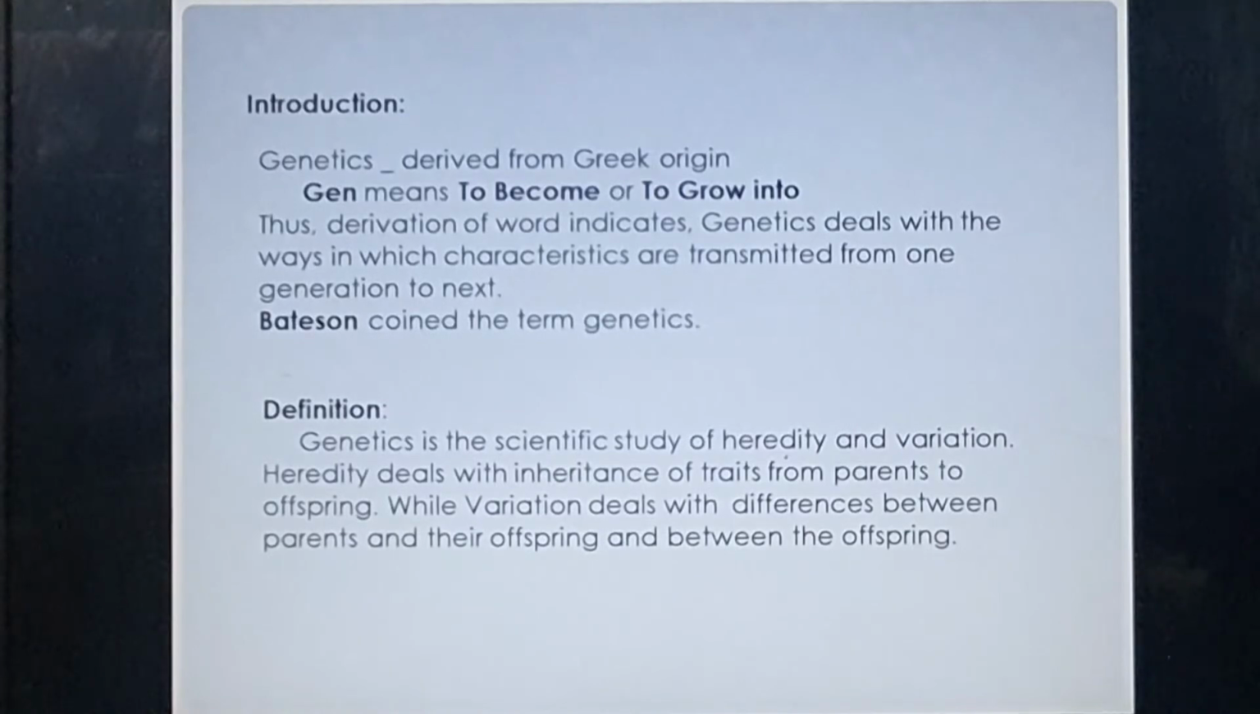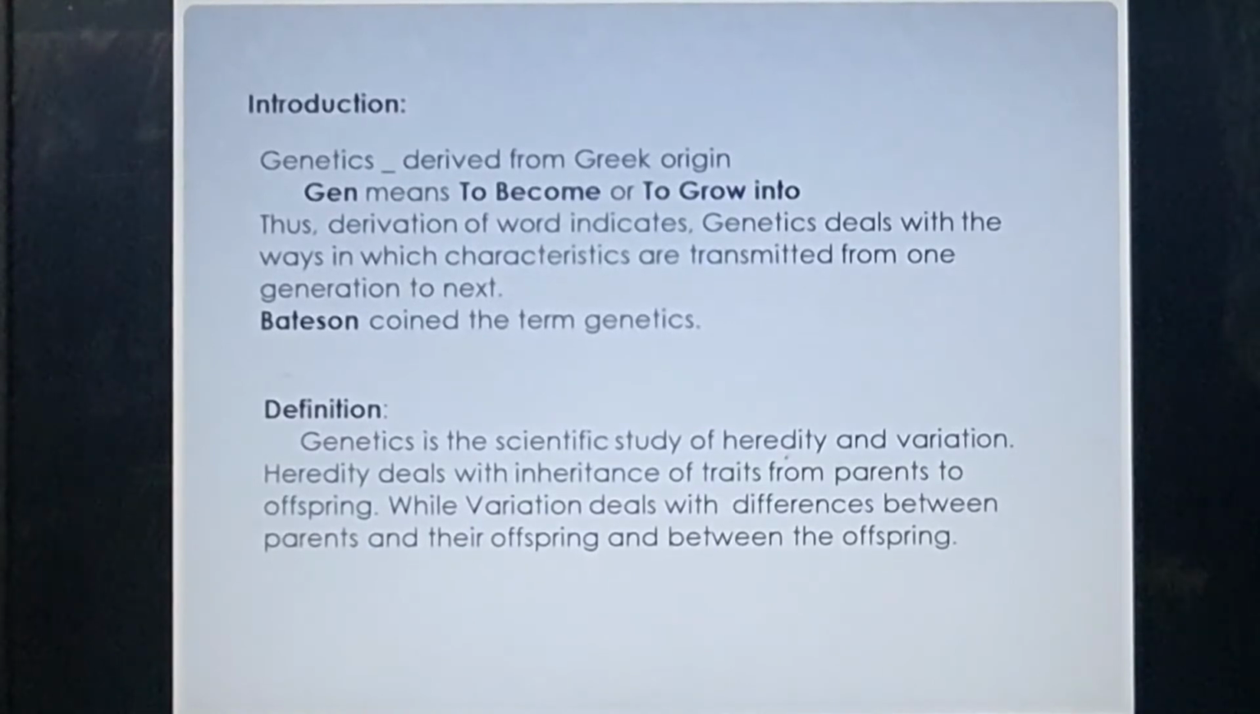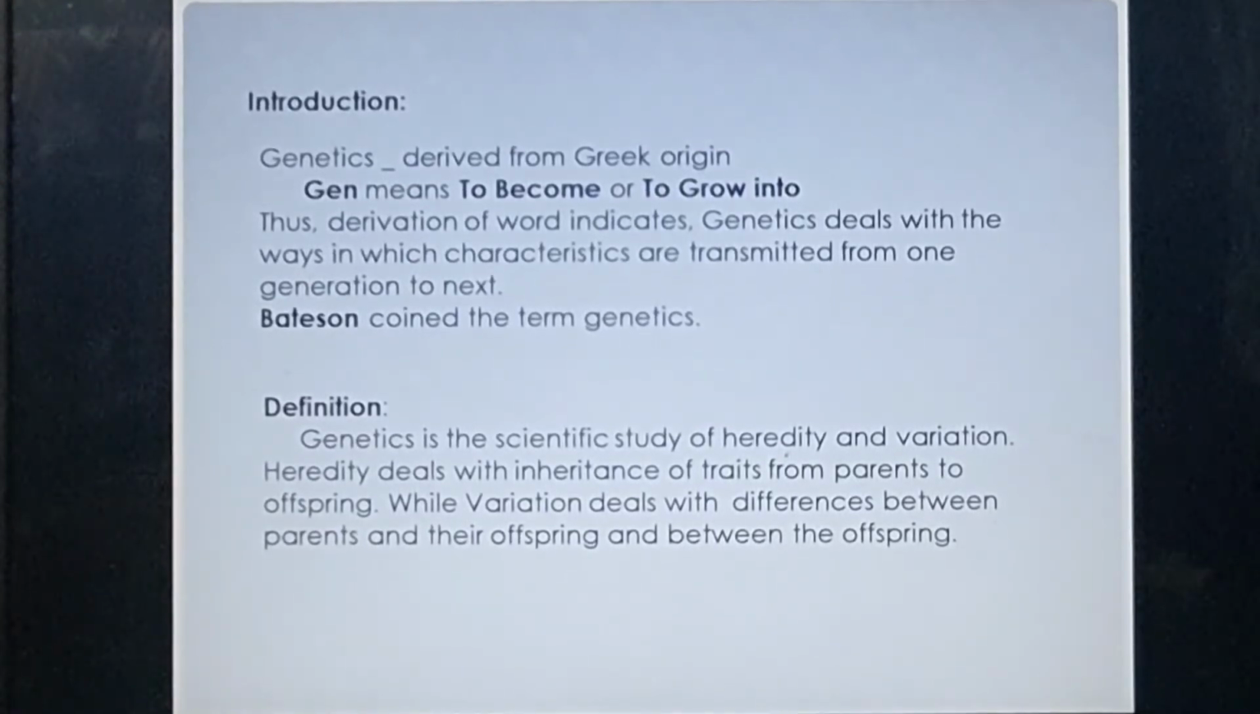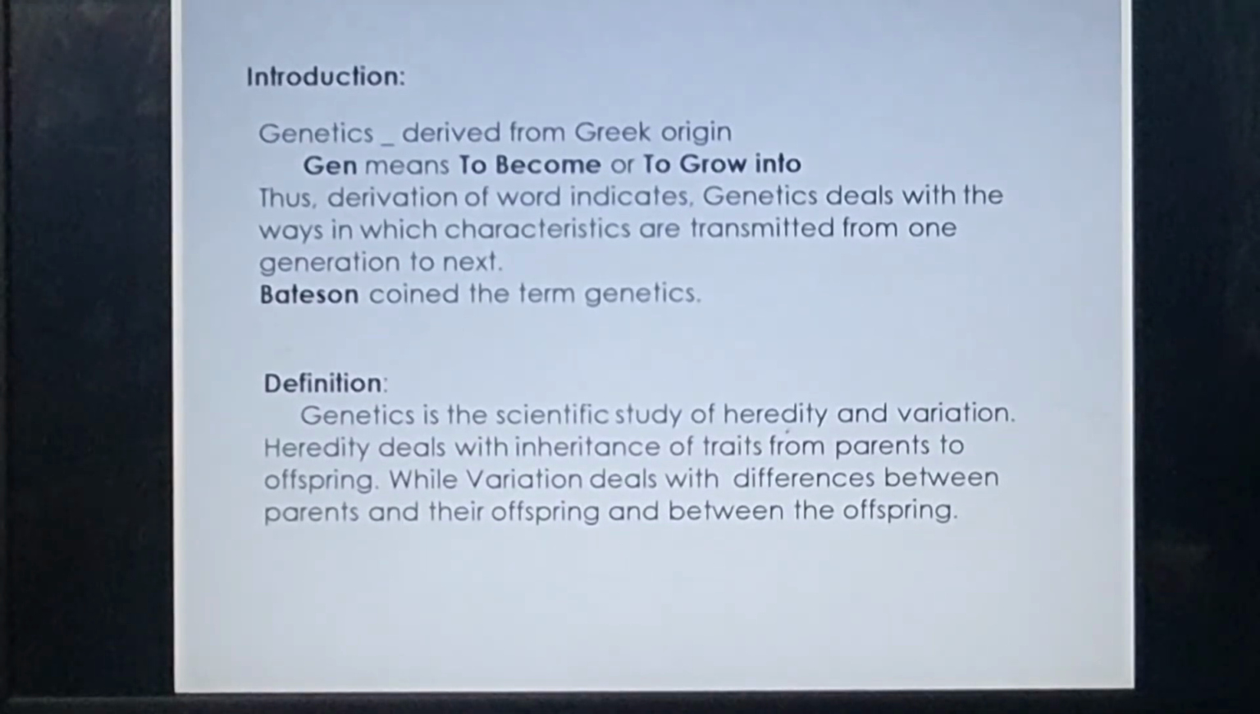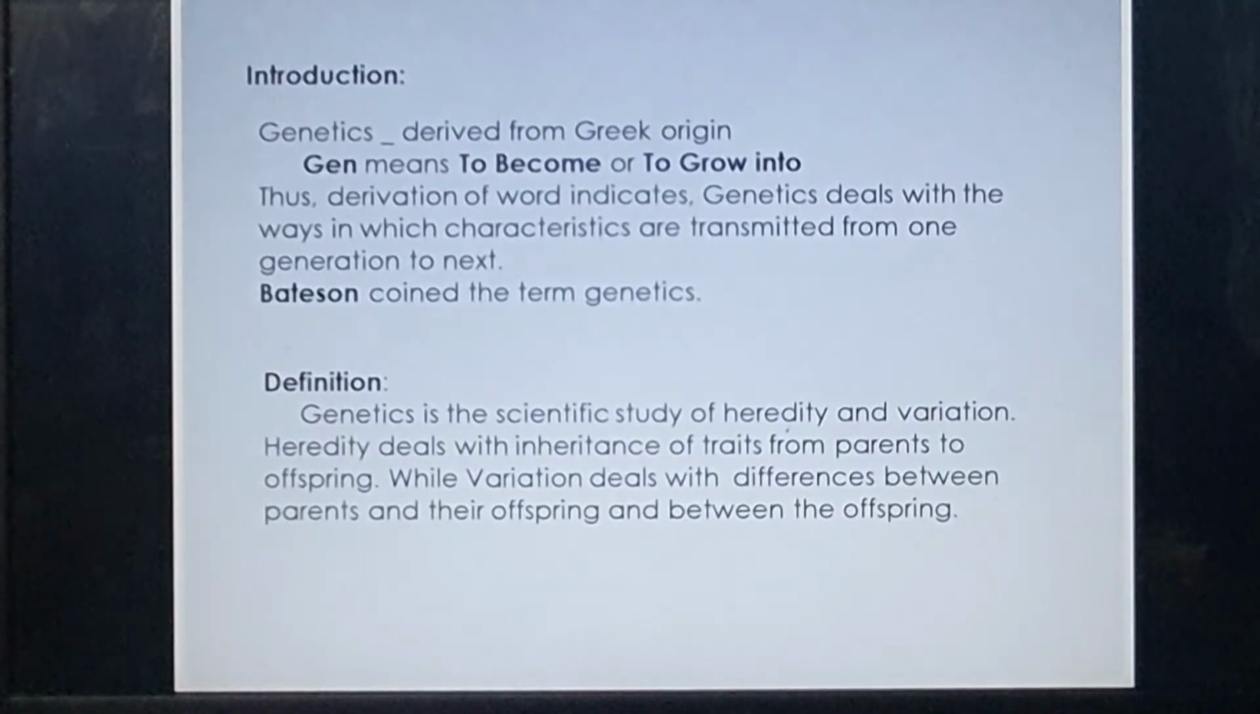Genetics, this word is derived from the Greek word gen, which means to become or to grow into. Thus, the derivation of the word indicates that genetics deals with the ways in which characteristics are transmitted from one generation to the next, meaning transfer of characters from parents to offspring. This is genetics. This term was first used by Bateson in 1906. He coined the term genetics and gave this name to this field in the year 1906.